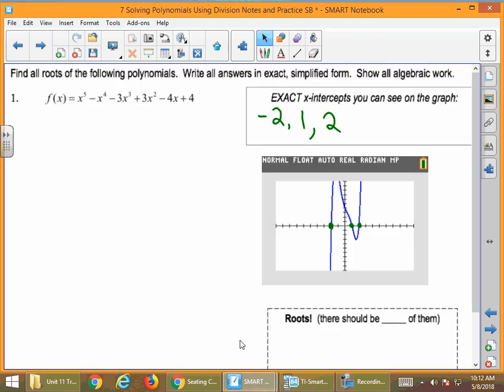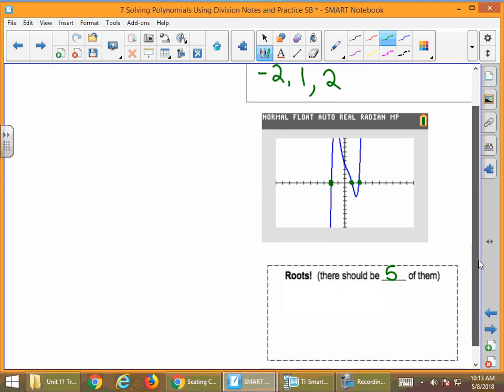Once we determine some roots, how many total roots are we looking for? Well, our highest degree in this problem is 5. So we're eventually going to look for 5 roots. We've got 3 of them right now: -2, and 1, and 2. We need to find 2 more. And that's going to lead us to step 3, which is take the root and use synthetic division.